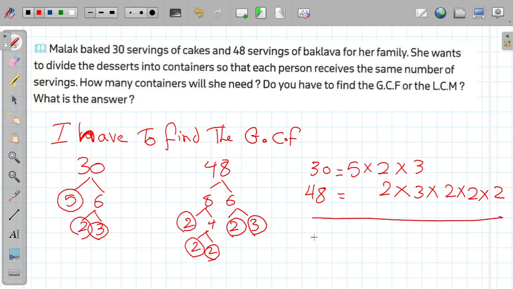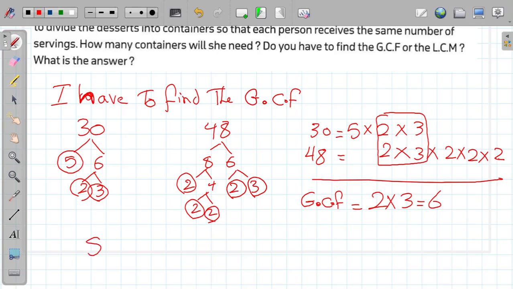Okay, so next I want to find the greatest common factor. So I will search for the repeating factors, or the common prime factors. So I have here 2 and 3. So it will be 2 times 3 equals 6. So the greatest common factor is 6. The question here is how many containers will she need. I think she will need 6 containers. So I can say here she will need 6 containers.